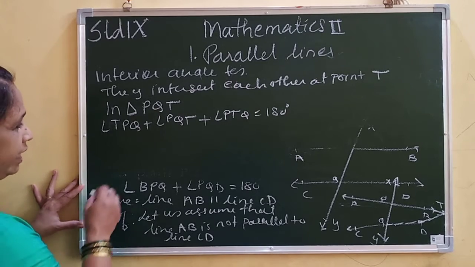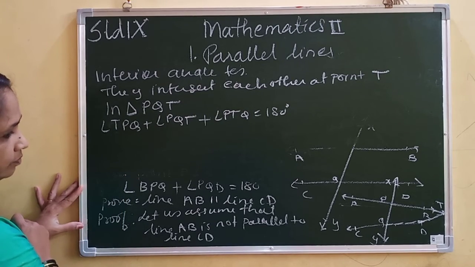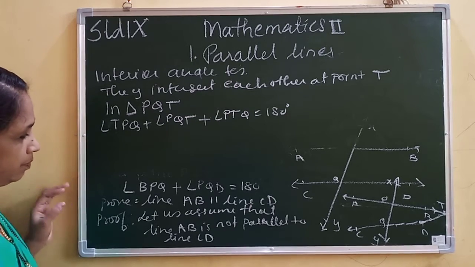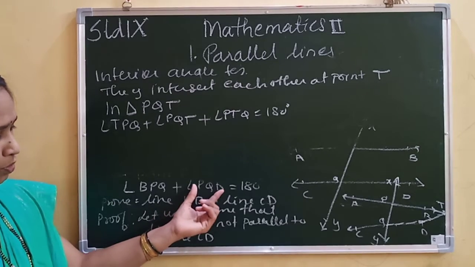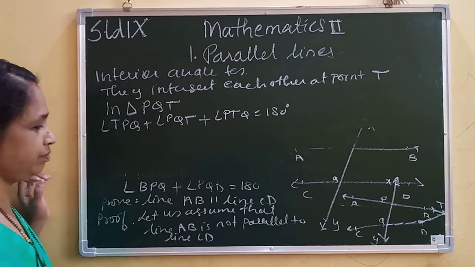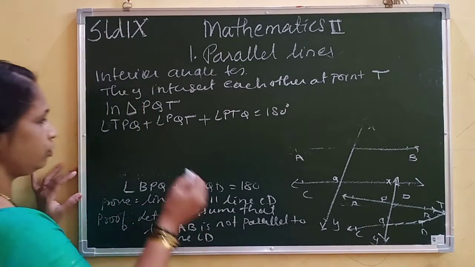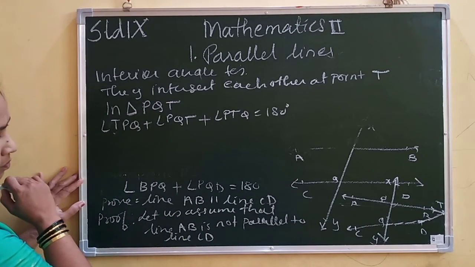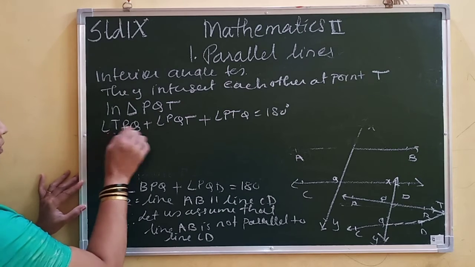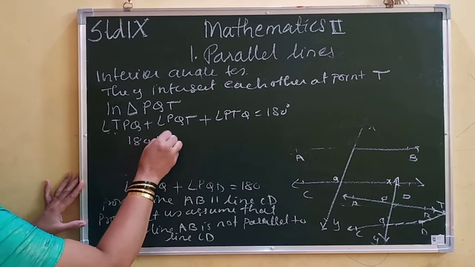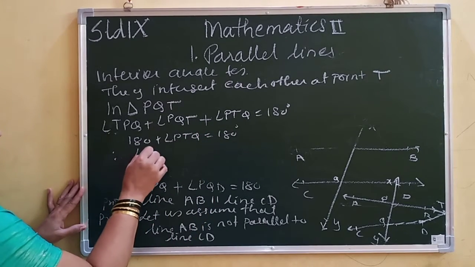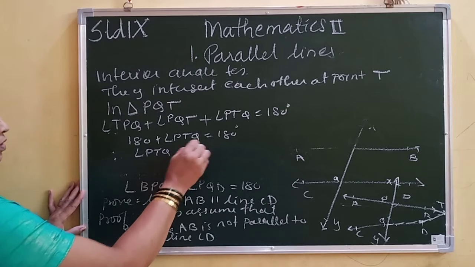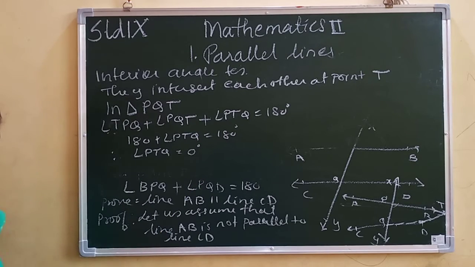Now here it is given that angle P and angle Q, that is, angle BPQ and angle PQD, sum to 180 degrees. Means the P and Q angle sum is equal to 180 degrees. So this 180 plus angle PTQ is equal to 180 degrees. Therefore, angle PTQ will be equal to what? 0 degrees. Okay, this will be equal to 0 degrees.